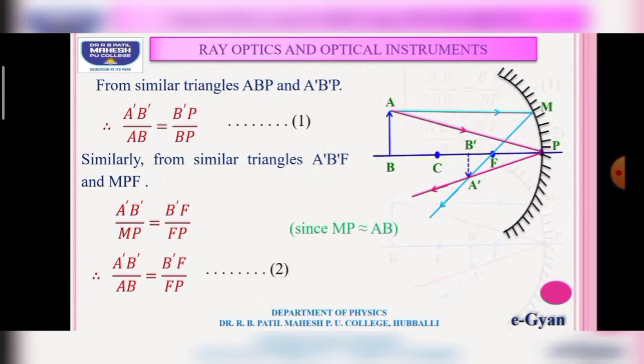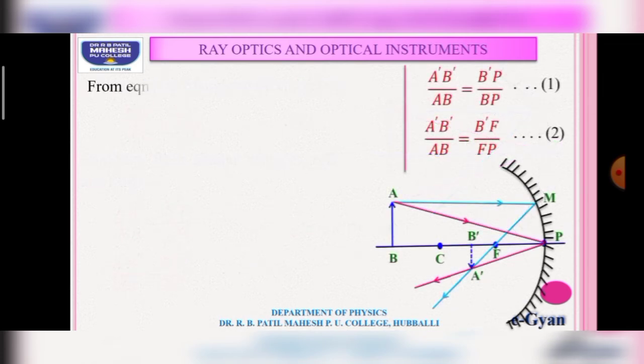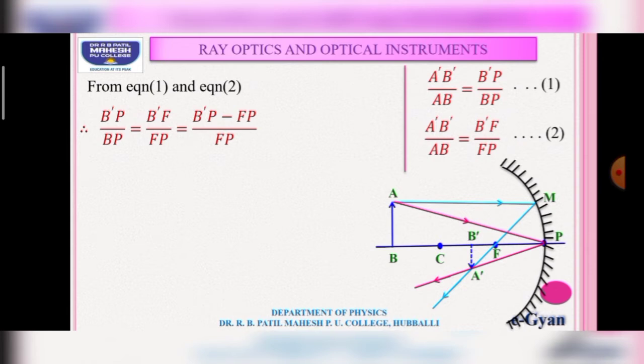Now equating equations 1 and 2, we get B dash P divided by BP is equal to B dash F divided by FP, that is equal to B dash P minus FP divided by FP. Now let this equation be 3.